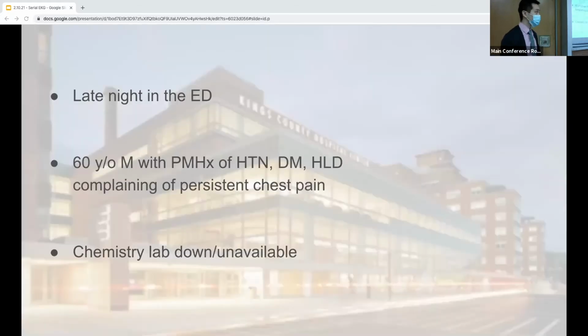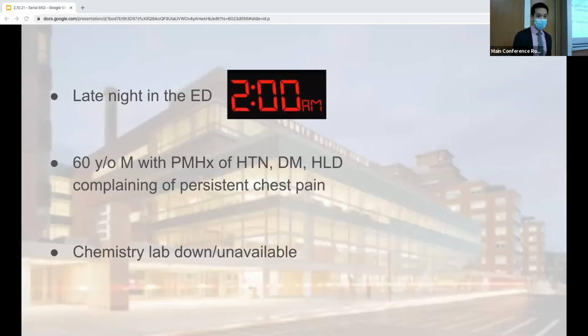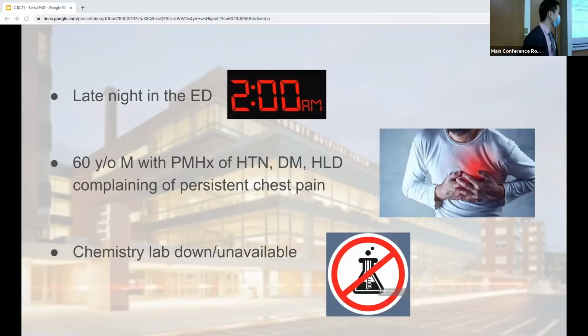So to start off, we'll start with a little bit of a fake story that I made up. It's a late 90s ED. It's time for you to start trying to clean up your patients, and all of a sudden you get a 60-year-old male who presents with persistent chest pain. He has a history of the classic triad of hypertension, diabetes, hyperlipidemia. You're leaning towards an ACS-type workup, and then you find out, of course, that the lab is unavailable.